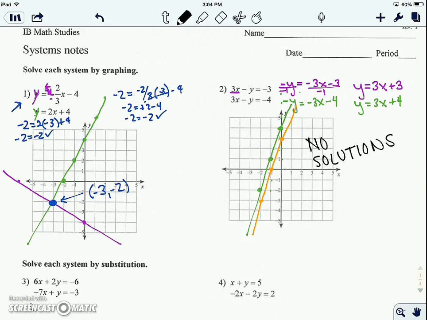When you solve by graphing, you could have one solution like we did with number 1, no solutions like number 2, or infinite solutions if you end up graphing the lines and they're the same line. Okay, and we'll talk about that in class. Let's move on to how we could solve algebraically, and there are two versions, substitution and elimination.